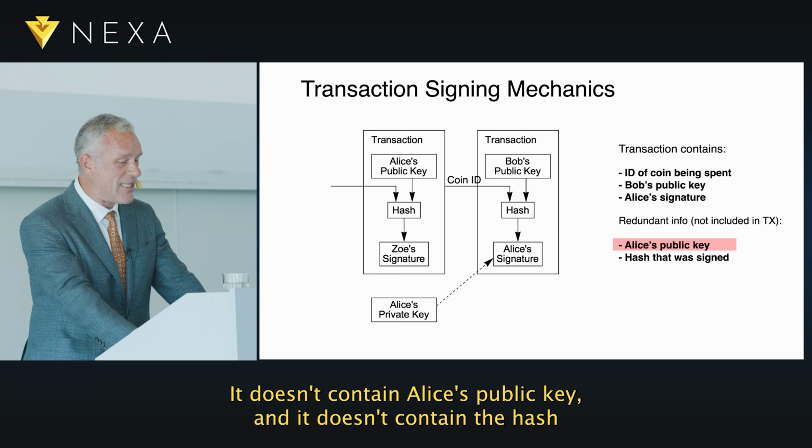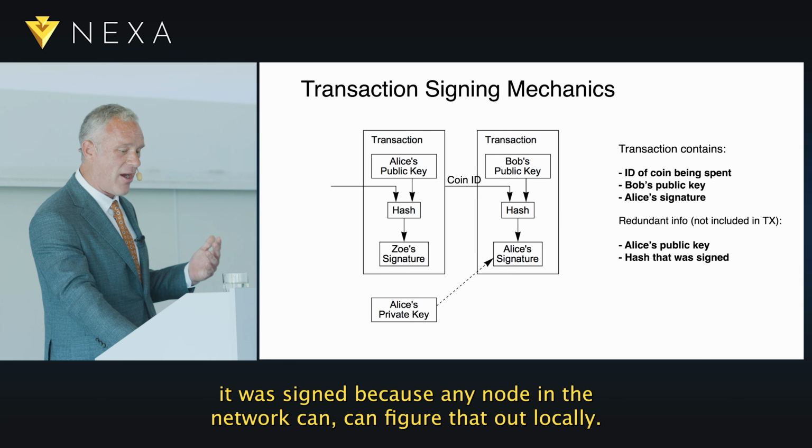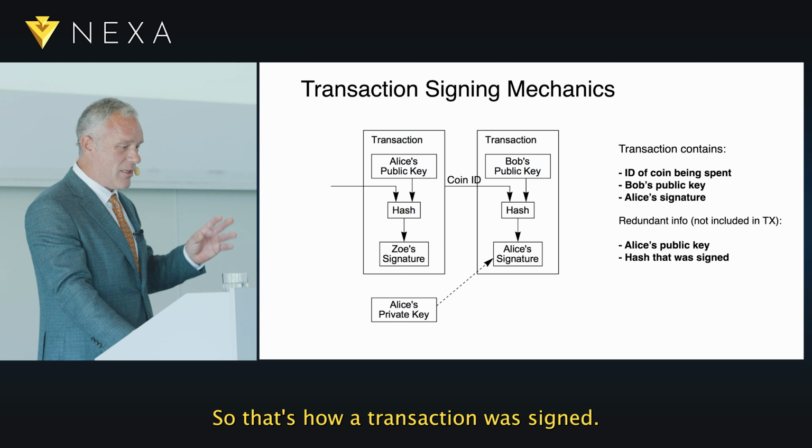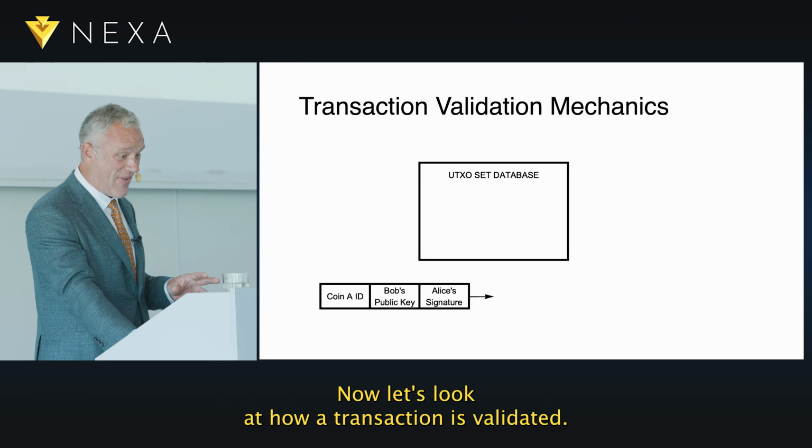It doesn't contain Alice's pub key, and it doesn't contain the hash that was signed, because any node on the network can figure that out locally. So that's how a transaction is signed. Now let's look at how a transaction is validated.